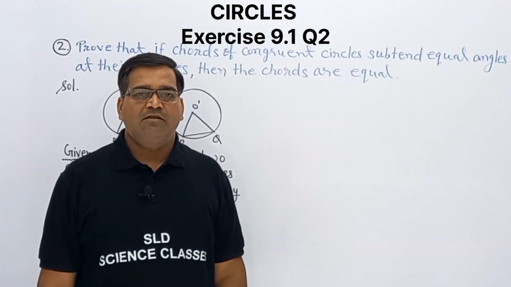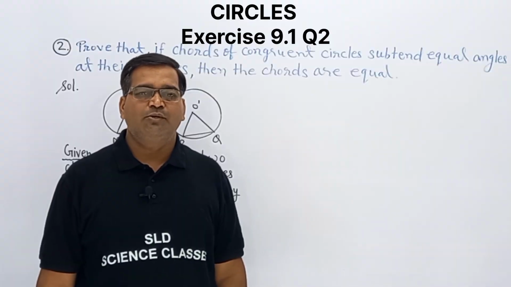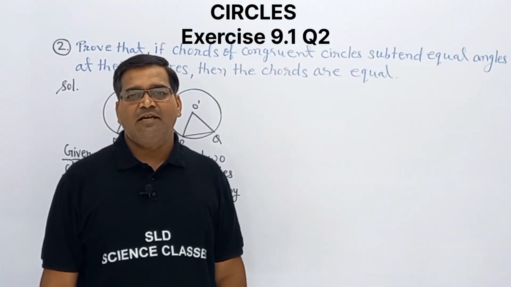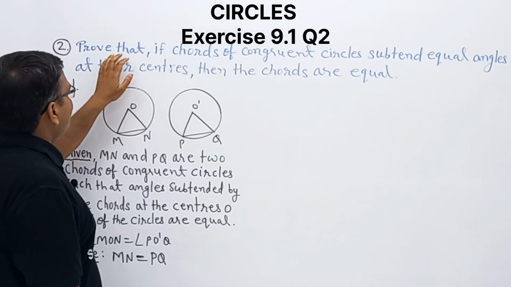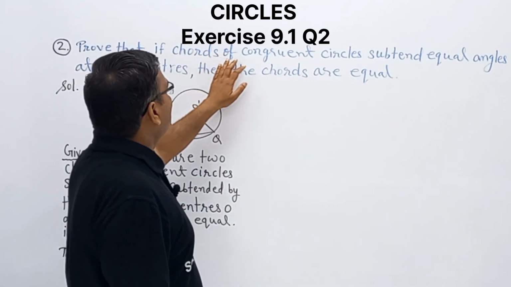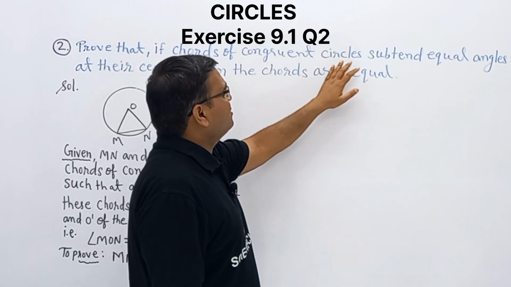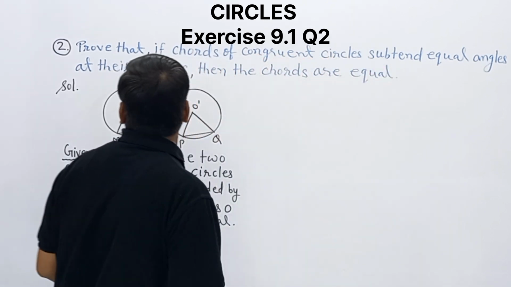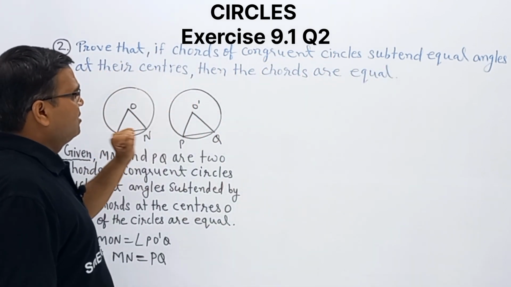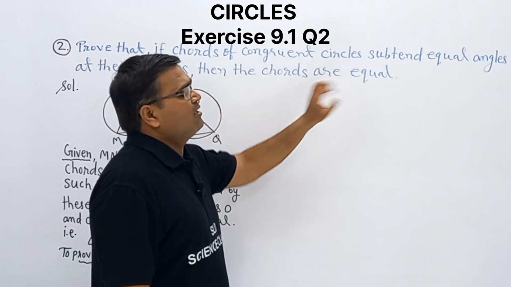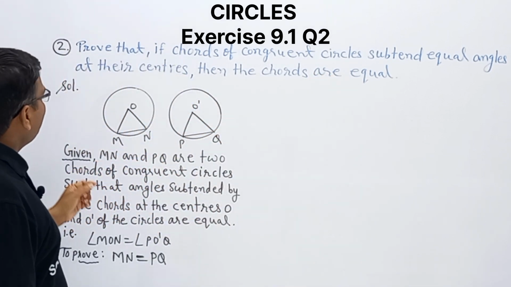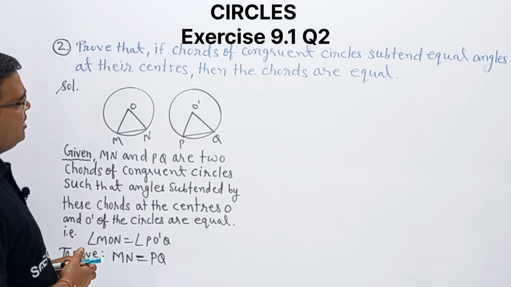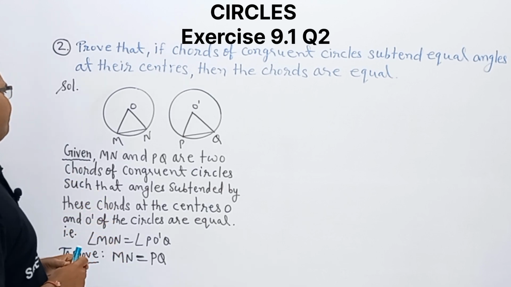In this class, we are going to discuss question number 2, exercise 9.1, Circles. Observe this question. Prove that if the chords of congruent circles subtend equal angles at their centers, then the chords are equal. We already completed one question. It is just the opposite of this one.